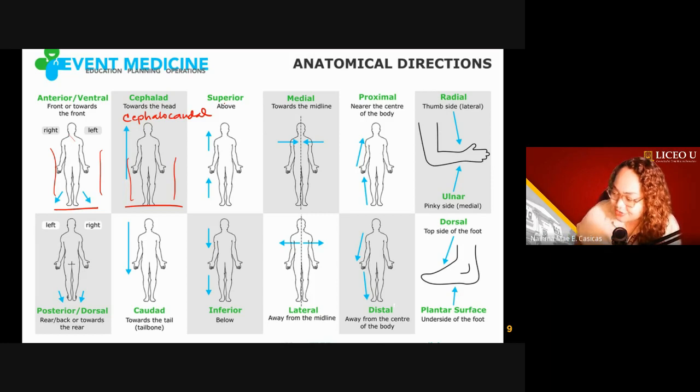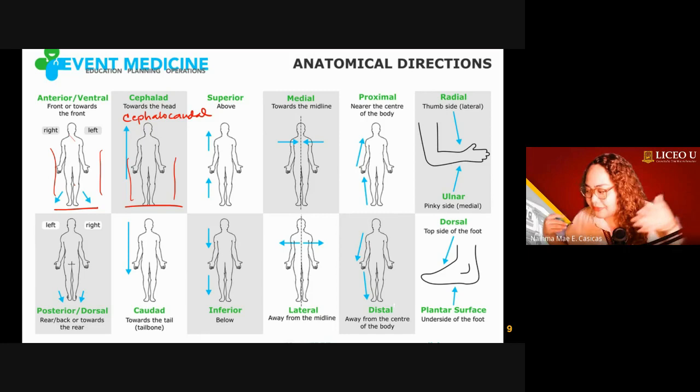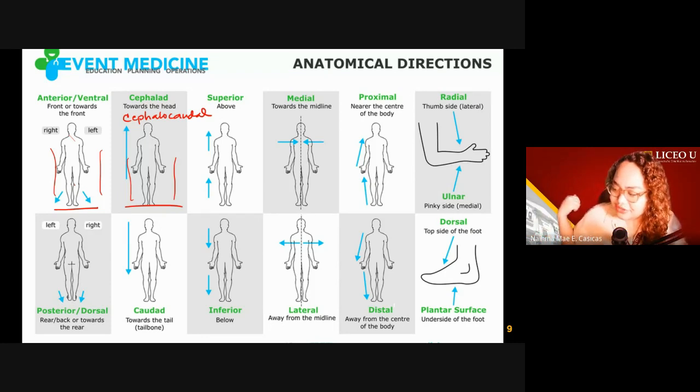But that is cephalocaudal. That's head to toe. Okay. Now, next we have your superior and inferior. When you say superior, it is above. Inferior is below. Like, for example, my shoulder is superior to my elbow. Yeah, makes sense, right? Because my shoulder is above my elbow.